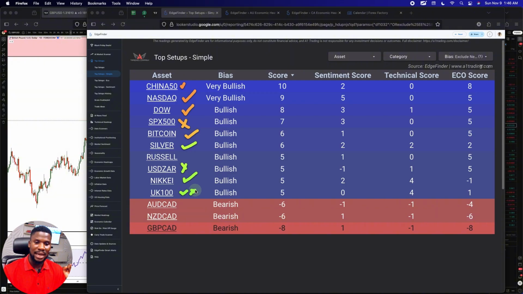UK 100, I missed out on this and I saw it at a very small price that I could have joined. I couldn't join, so I'm going to let FTSE go this time around. Russell, I'm not interested in Russell for sure. So we're going to talk about Nasdaq, Dow Jones, Bitcoin, silver, and maybe Pound Canadian and Aussie Canadian, and then we're going to call it today. So let's go straight into technicals.